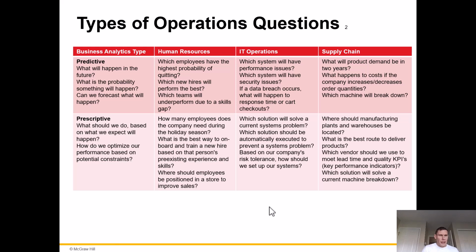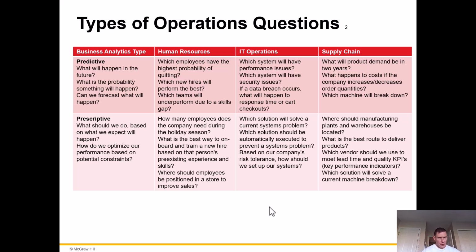So for predictive, again, this is in the realm of like what will happen in the future. A HR question could be which employees have the highest probability of quitting. An IT operations question could be which system will have performance issues. And a supply chain could be what will product demand be in 2 years.